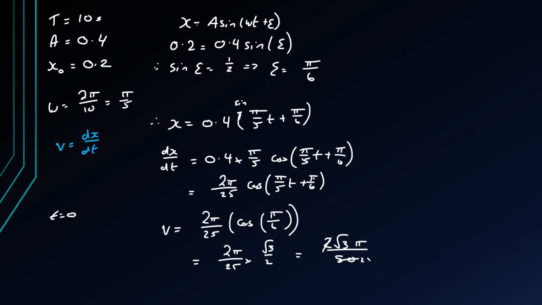Actually, the 2 cancels. And so we just get root 3 pi over 25, which is about 0.22 meters per second. And that is the initial velocity of this particle.